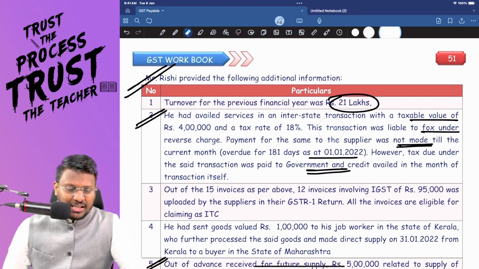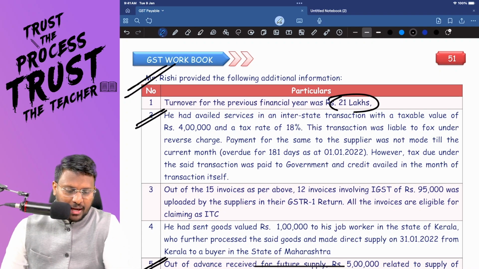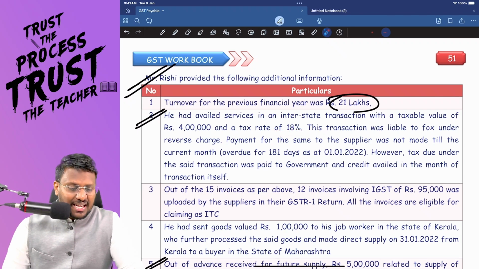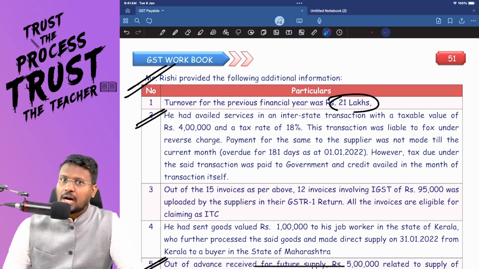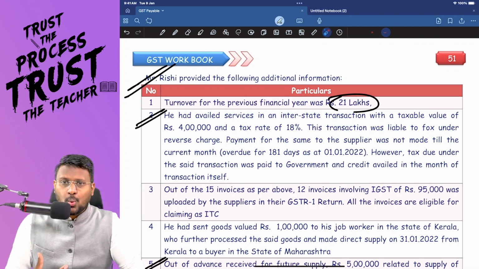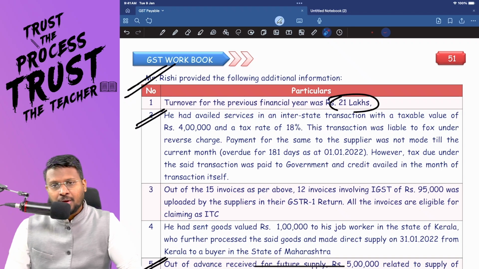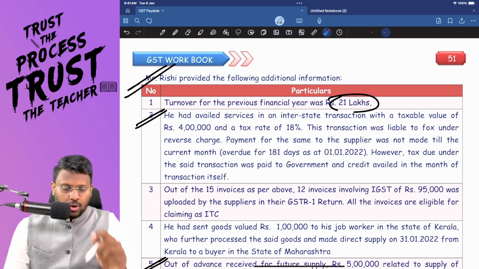He has availed service in what kind of transaction? In an interstate transaction. With a taxable value of how much? 4 lakh. With a taxable value of 4 lakh. And tax rate of how much percent? This transaction was liable to tax under what charge? Reverse charge. So we availed the service. That means it's an inward supply. On this inward supply, we are the person who is liable to pay tax at what? RCM. Sir, if a transaction is covered under RCM, the 180 days concept will not apply, which is one of the 3 exceptions.